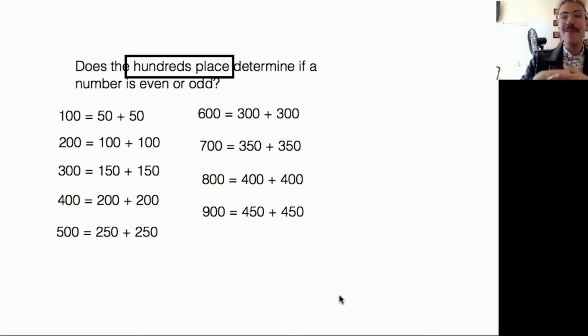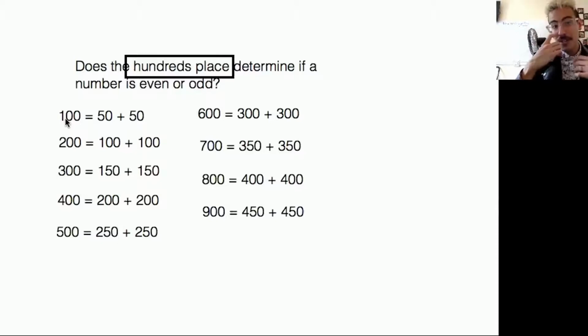So remember, if a 1 is in the hundreds place, that doesn't mean 1, it means 100. If the number 2 is in the hundreds place, it does not mean 2, it means 200. And if the number 3 is in the hundreds place, it does not mean 3, it means that the value is 300. Alrighty? So when we're looking through, I noticed that the number 100 can be split into 50 plus 50.